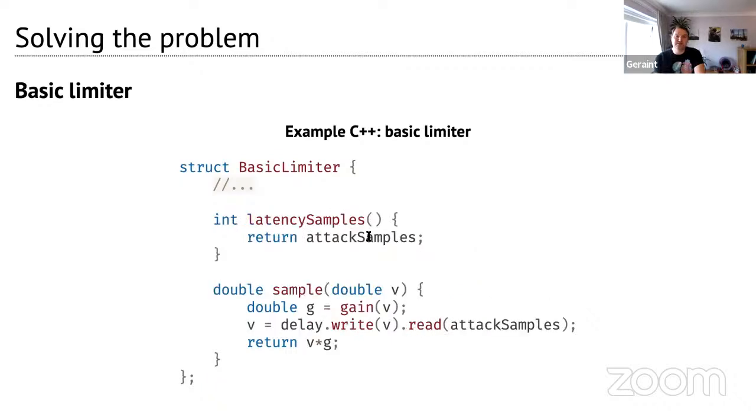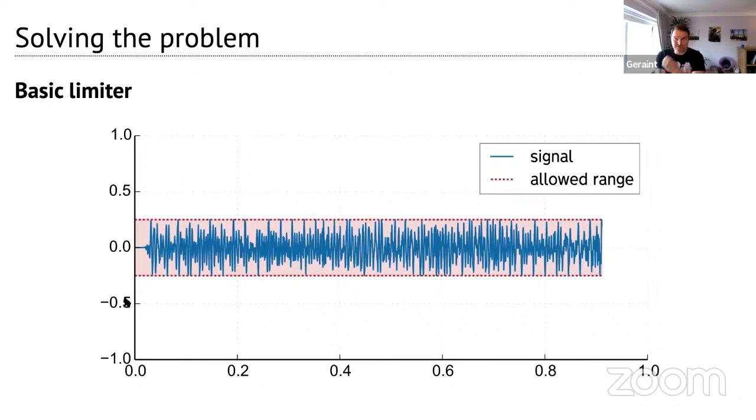And yeah, so here we should report our latency, which is whatever our length was, 20 milliseconds or so. And we take our input sample, apply the gain to get the gain, and then we read a delayed signal and apply that gain. So here's what that output looks like. And let's have a listen.